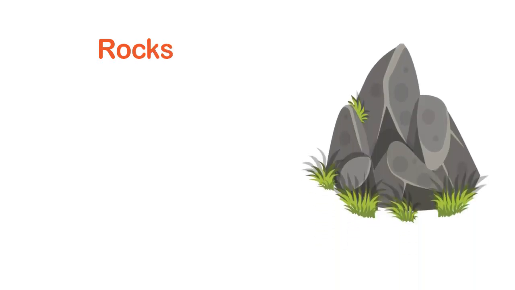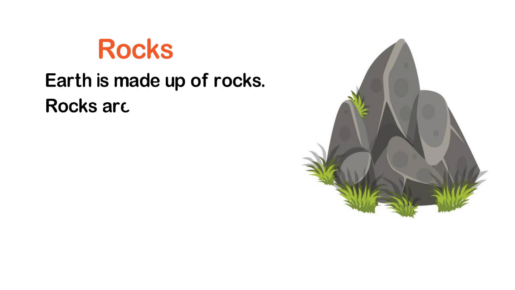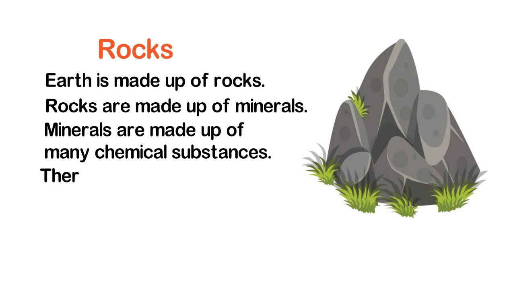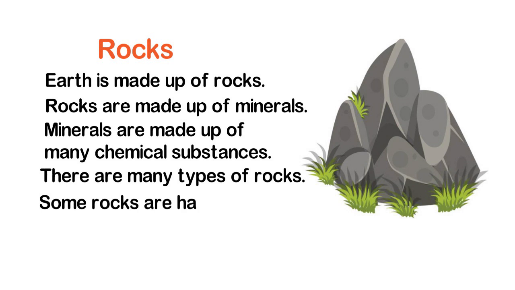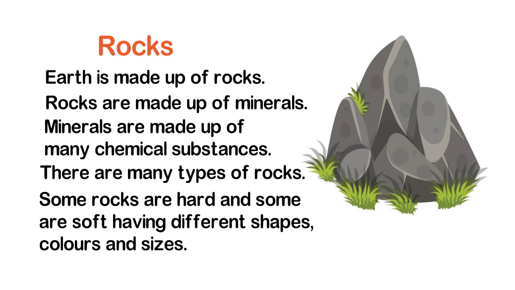Rocks. Earth is made up of rocks. Rocks are made up of minerals. Minerals are made up of many chemical substances. There are many types of rocks. Some rocks are hard and some are soft, having different shapes, colors and sizes.